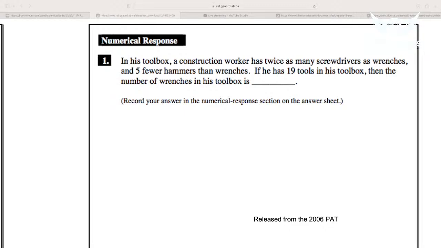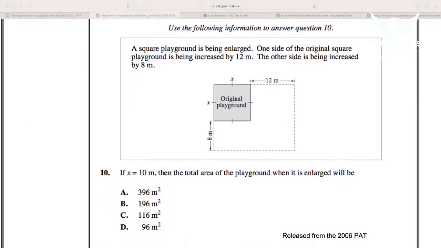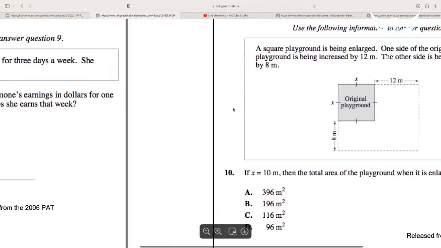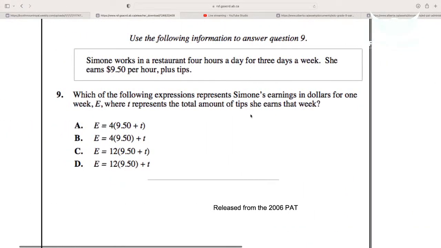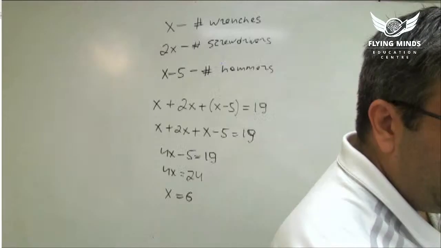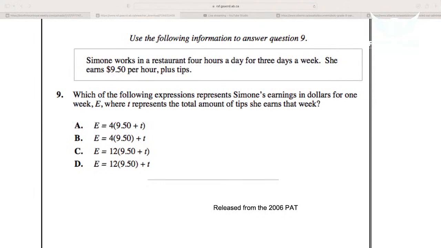Okay, so we're done with this page. Let's move to the next page. Okay. Sorry, guys.